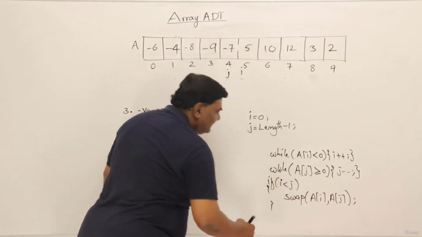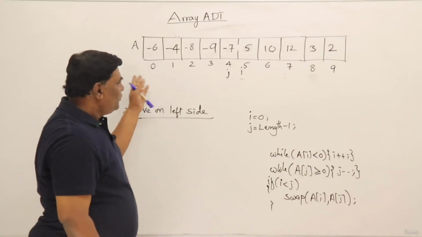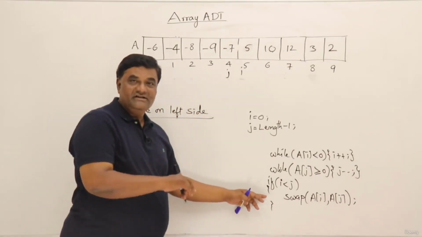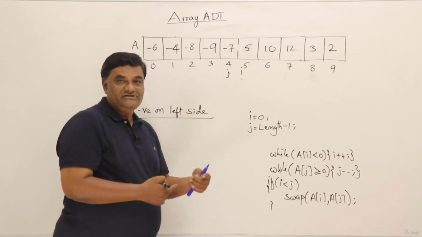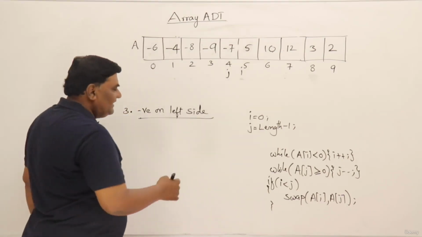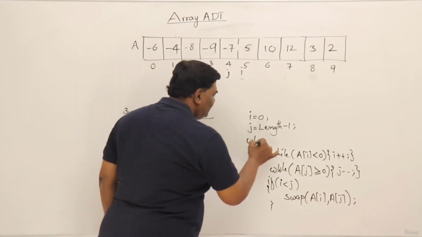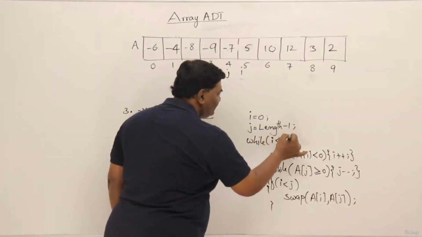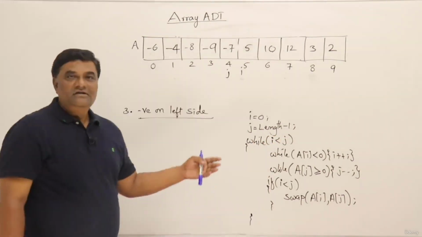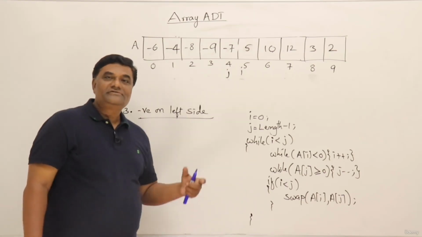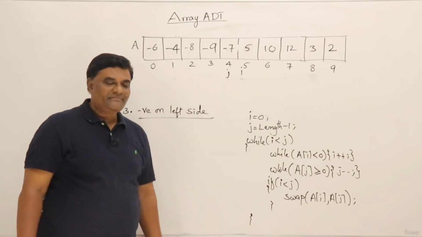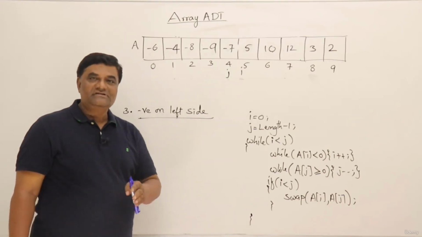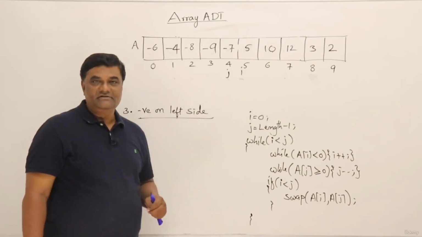So this is conditional. Moving i, moving j, and interchanging the elements was a repeating procedure. How long do we do this? As long as i is less than j, the while loop will continue. So this is the procedure for swapping the elements, for arranging all negatives on one side and positives on the other side.